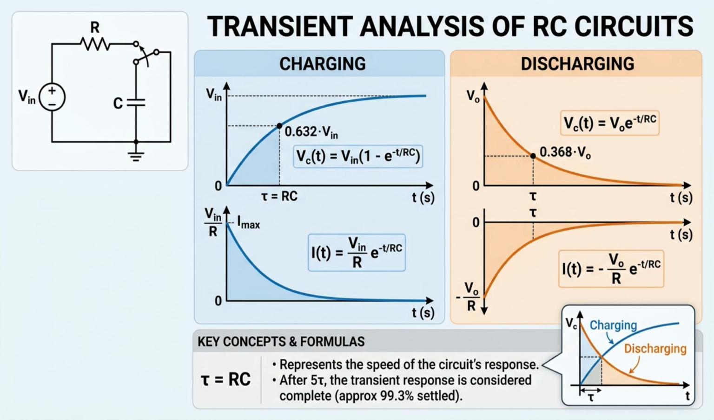RC circuits form the foundation of transient analysis in circuit theory. They are used to model how signals evolve over time in real systems, making them essential for understanding filters, timing circuits, and signal processing behavior in both analog and digital electronics.